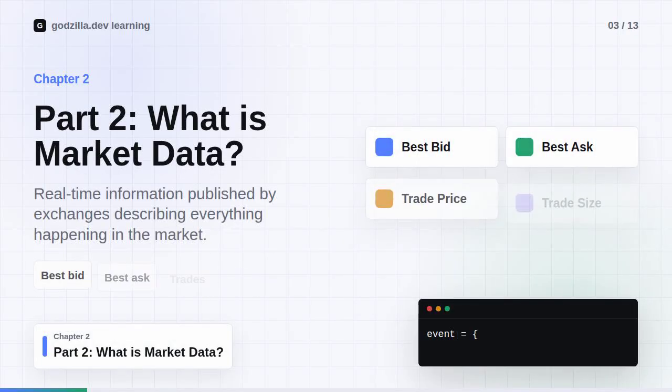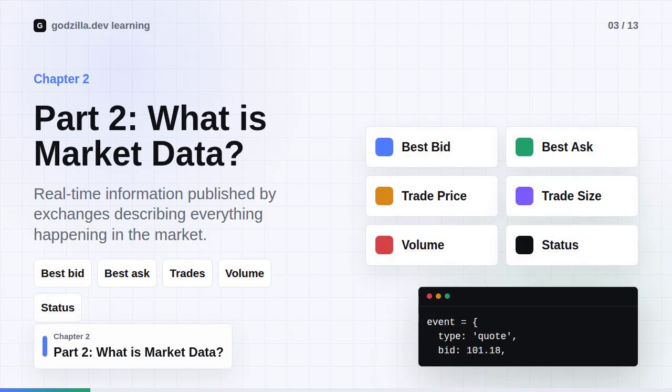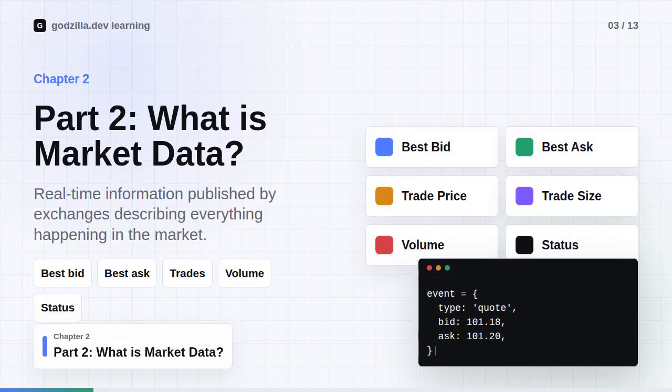Market data is the real-time information published by an exchange describing everything happening inside the market. It includes best bid, best ask, trade price, trade size, order book updates, volume, market status, and instrument information. Every update is a new event. Unlike historical datasets, market data never stops arriving. It behaves like an infinite stream.